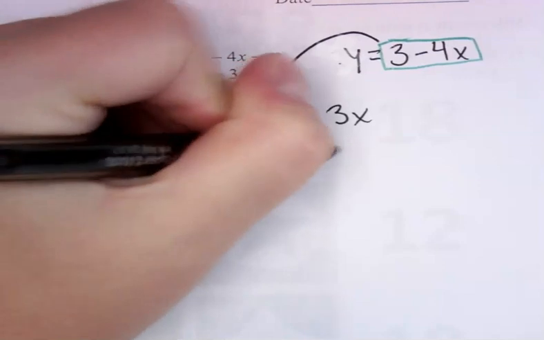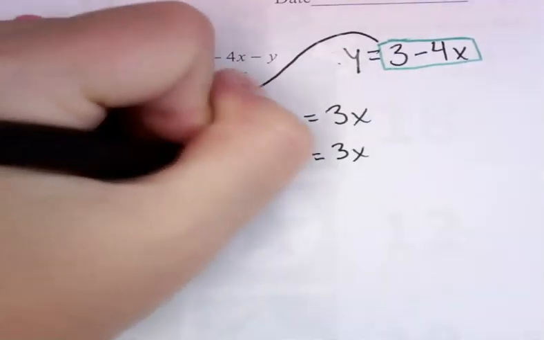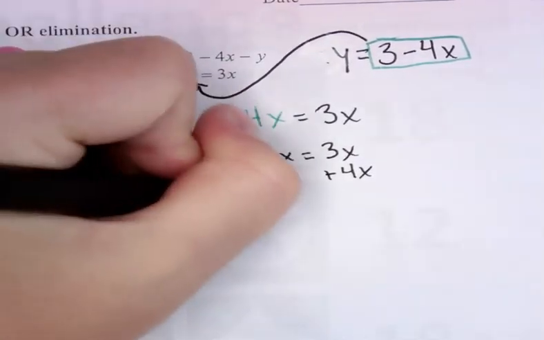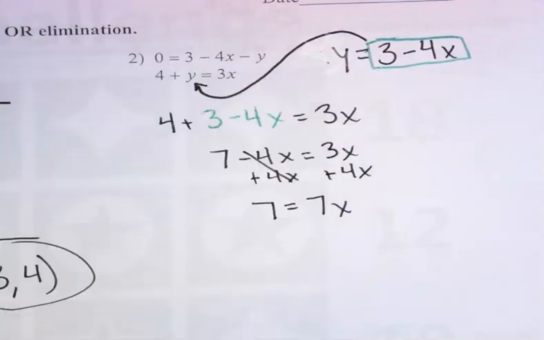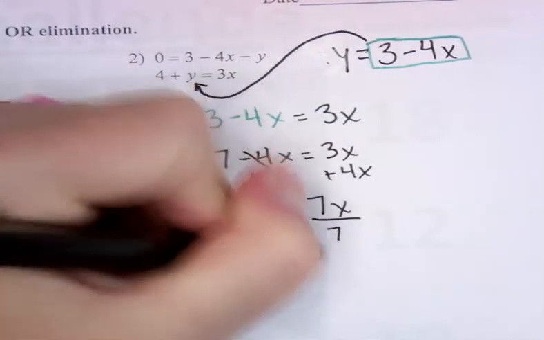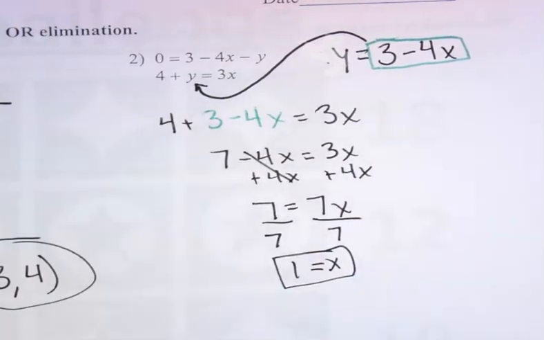Minus 4x equals 3x. Then we will add 4x on both sides, because we want all the x's on one side, all the numbers on the other side. Add 4x, add 4x. So 7 equals 7x. Give me a second to write that. And then you want to divide by 7 on both sides, so it comes out to this easy 1.